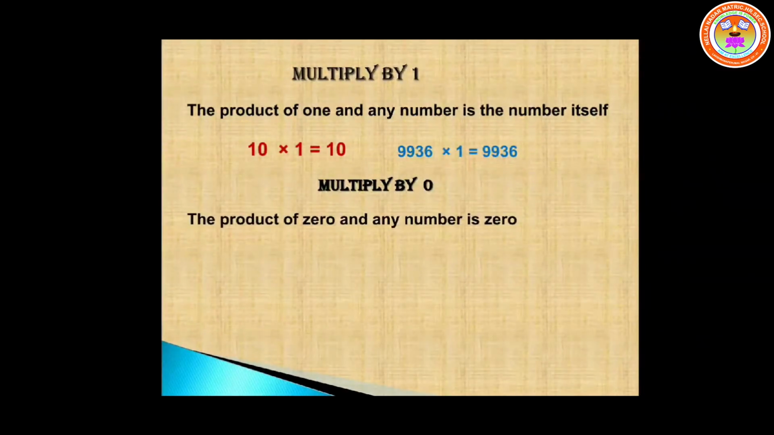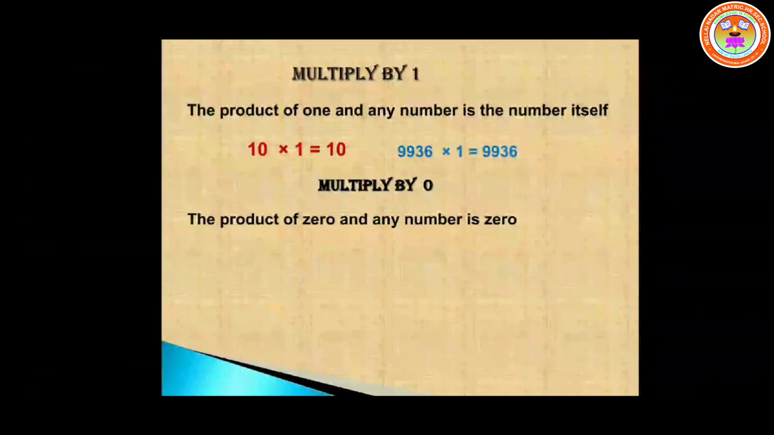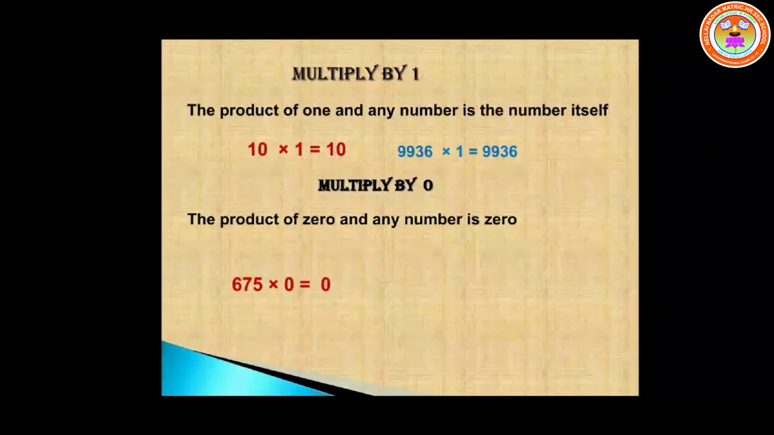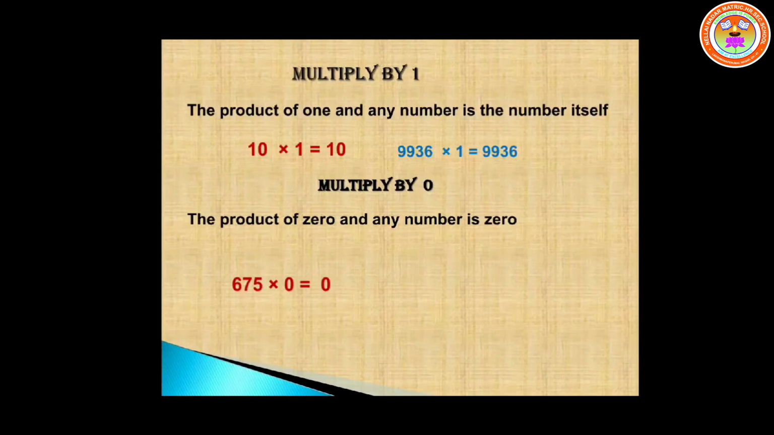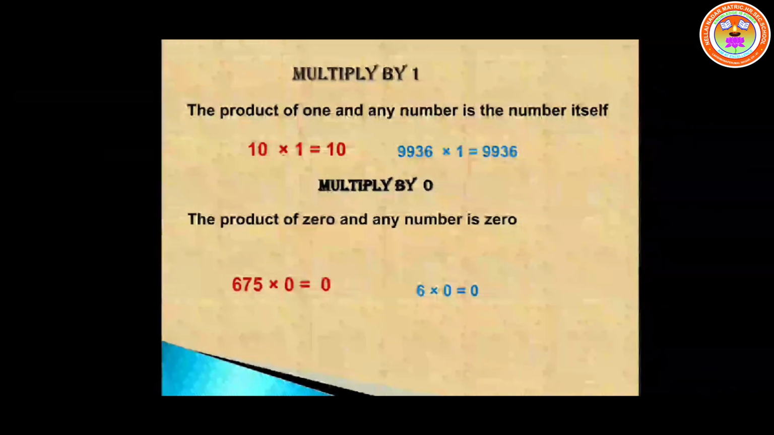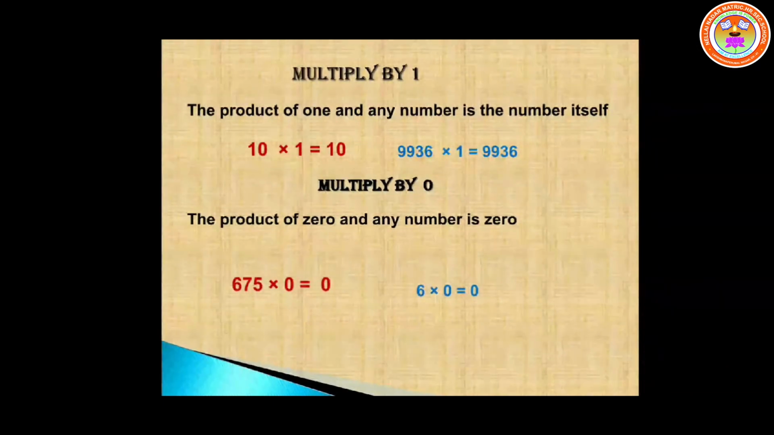Next, if I multiply by 0, what happens? The product of 0 and any number is 0. So, if I multiply any number with 0, the answer is 0. For example, 675 into 0 is again 0 and 6 into 0 is 0. So, this is the property when you multiply by 1 and by 0.